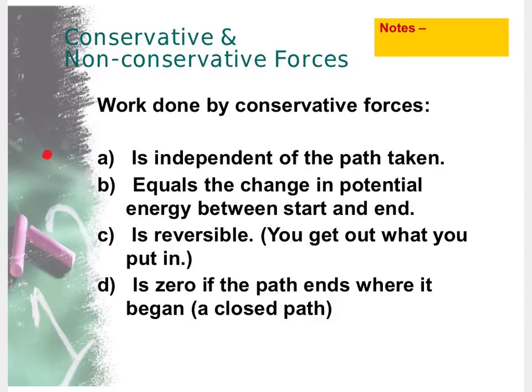If I have a particular potential energy here, let's just say gravitational potential energy, and then down here I have another potential energy, let's call this UG2 and this upper one UG1. No matter what path I take to get from here down to here, doesn't matter how curly and crazy this path is, I can just say that the work done by this conservative force along this path is equal to UG2 minus UG1.